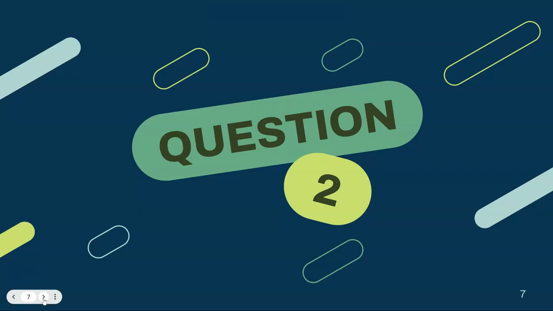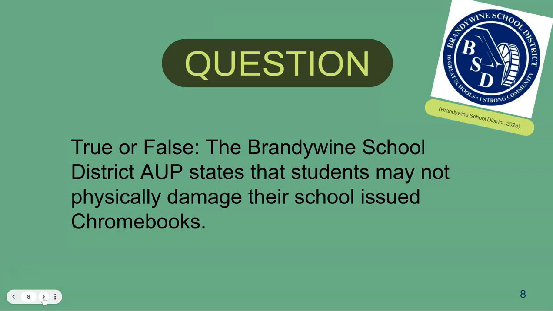Keep track of your points. Question number 2 is true or false. The Brandywine School District AUP states that students may not physically damage their school-issued Chromebooks. Let's think about it and then lock in those answers. All right, players, let's see the answer.